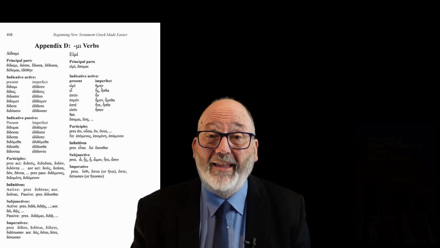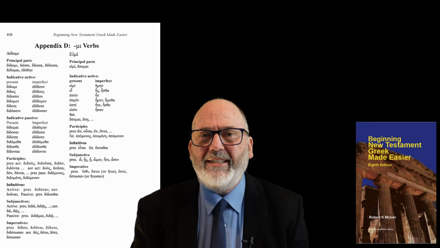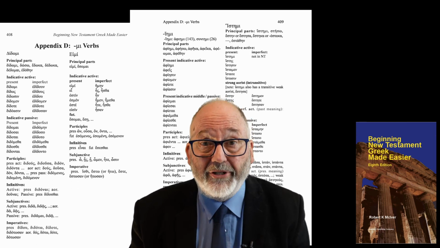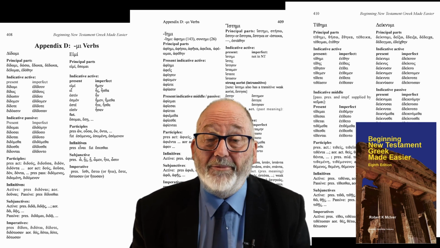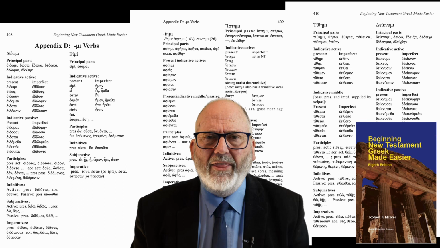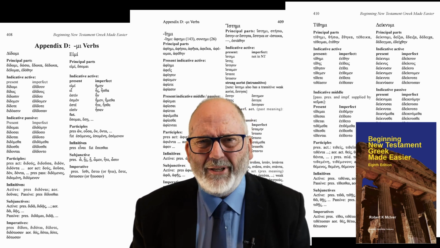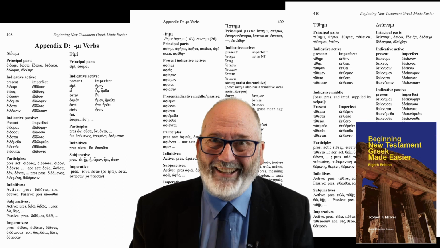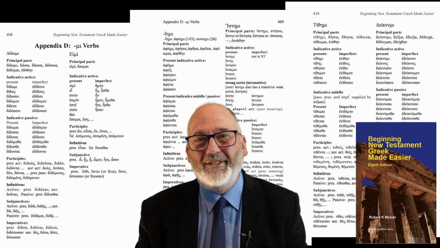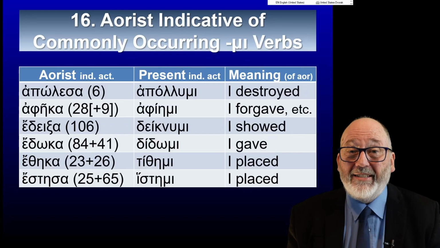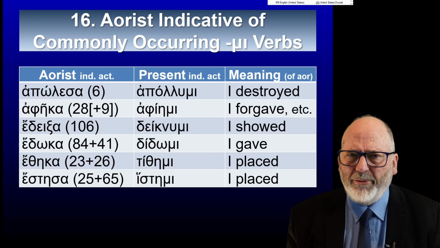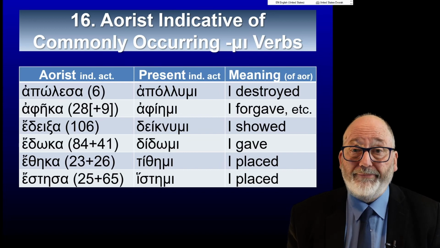Now, one of the things we're trying to do is make mi verbs easier. I've just flashed behind us an appendix from my book, Beginning New Testament Greek Made Easier, which lists the paradigms of mi verbs. And you'll see in the present indicative active, they are, well, how do I say this? They are very interesting. They're not quite as straightforward as luo, lueis, luei, luomen, lueite, lousin, are they? But the good news is, in their aorist tenses, which are used very frequently, they are very predictable. And so we are looking at some of those aorist tenses today.